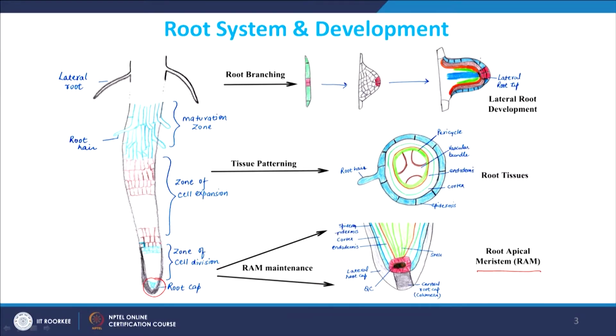And then if you come to the slightly upper zone of the root, this zone is called the zone of cell expansion, and in this zone mostly tissue patterning, the second part of root development, takes place, where different tissues or different layers of cells take on a very special identity.